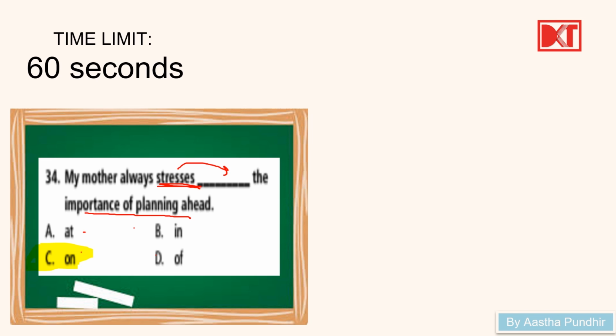Alright. Then the other ones, at can be used for a particular place, a definite time. In can be used for undefined time or some location or shape, color, size, etc. Then off can be used for specifying amount, number, showing belongingness or connectedness.